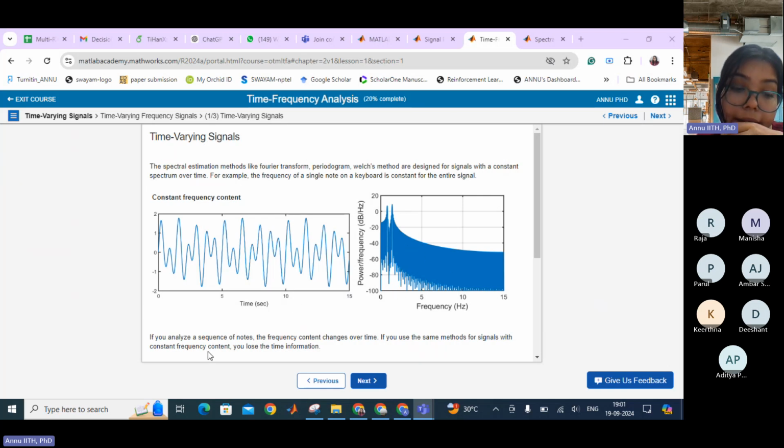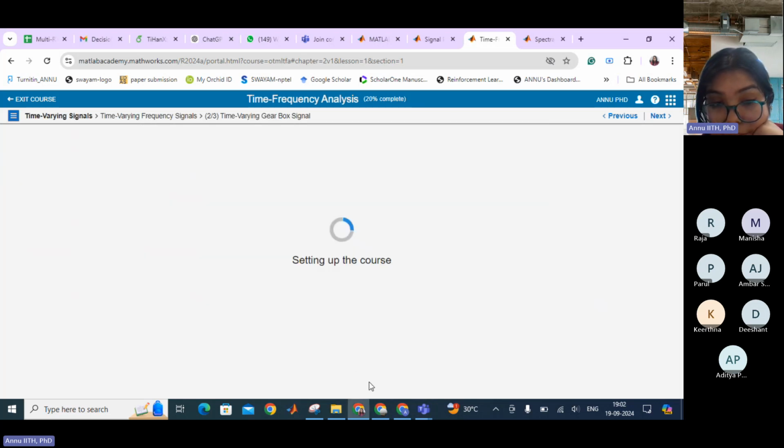If you analyze a sequence of notes, the frequency content changes over time. So if you use the same methods as for a signal with constant frequency content, you will lose the time information. What I'm trying to say is the frequency content changes over time, so in that case we cannot use the same methods for the sequence with constant frequency content. Otherwise, you will lose the time information. There are some exercises, we will see that as well.